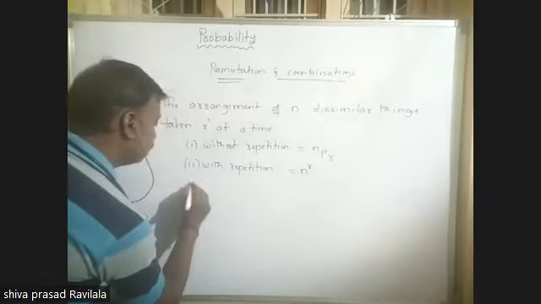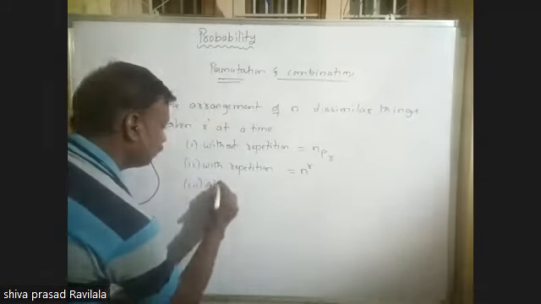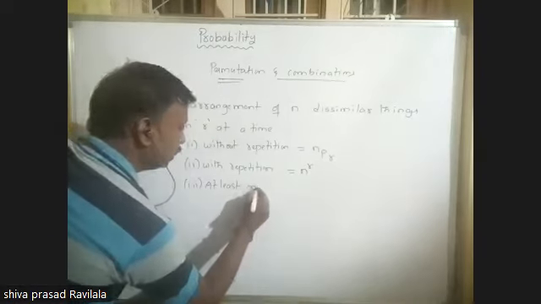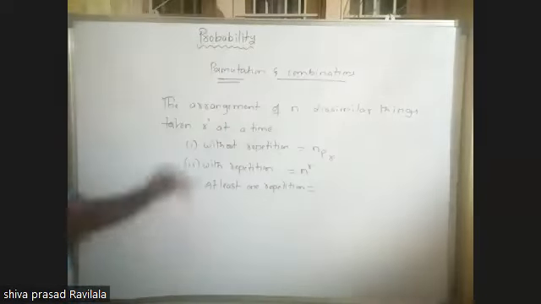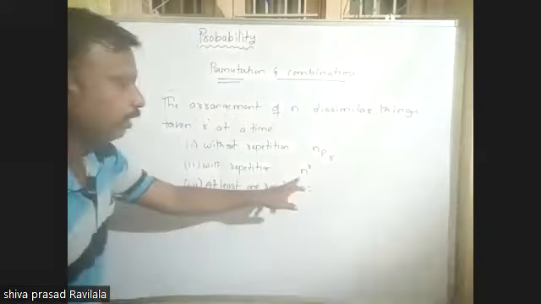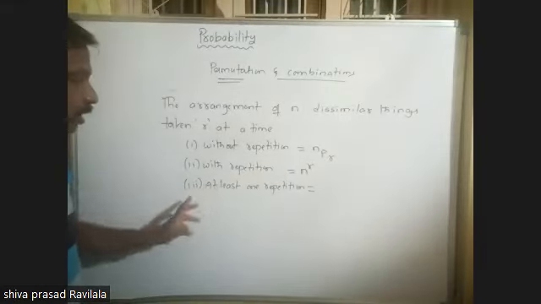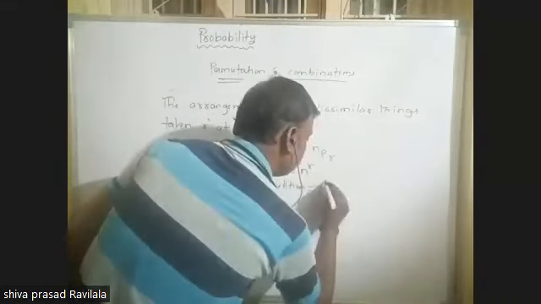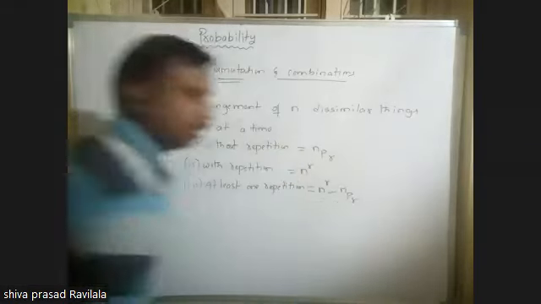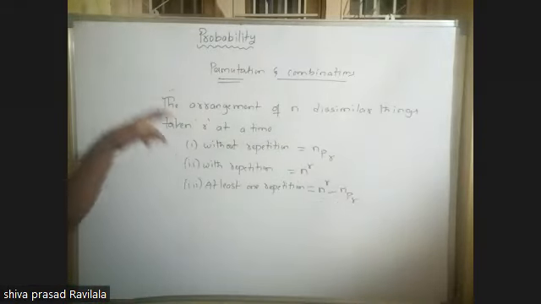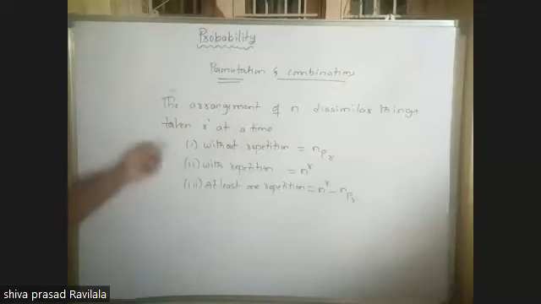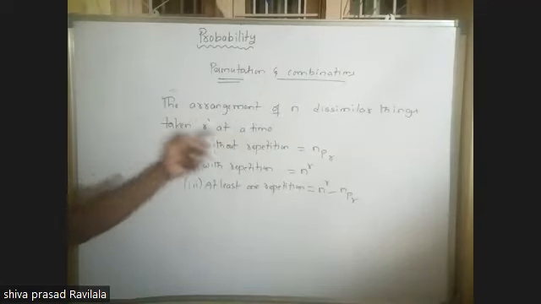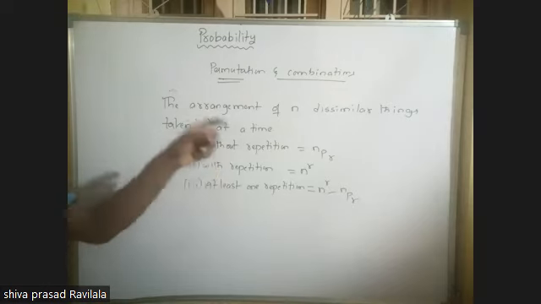And the third one is at least one repetition. At least one repetition is equal to n power r minus nPr. Total repetitions will come in the with repetition case. Therefore, at least one repetition is equal to n power r minus nPr. These are the basic concepts in permutations. Without repetition, nPr. With repetition, n power r. At least one repetition, n power r minus nPr.